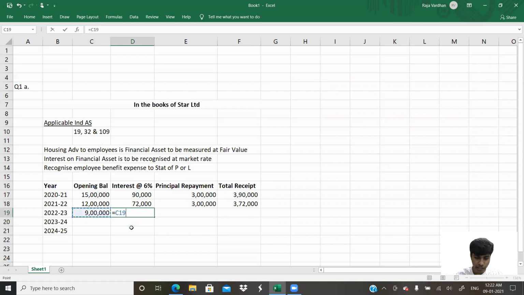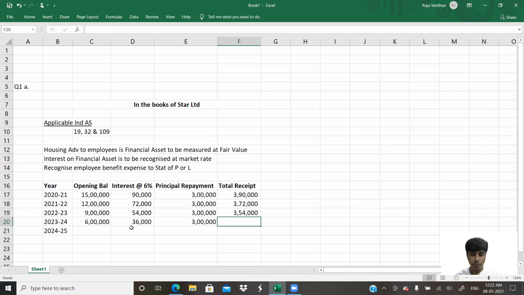How much will be interest on 9 lakh? 9 lakh multiplied by 6%. That would give 54,000. And principal repayment will be 3 lakhs only. So what is the total repayment? 3 lakh plus 54,000. Out of 9 lakh, another 3 lakh of principal is paid. How much of principal would be remaining? 6 lakh would be remaining in 2023-24 beginning. Interest will be 6 lakh multiplied by 6%, that gives 36,000. So 3 lakh plus 36,000, 3 lakh 36,000 is what you pay.